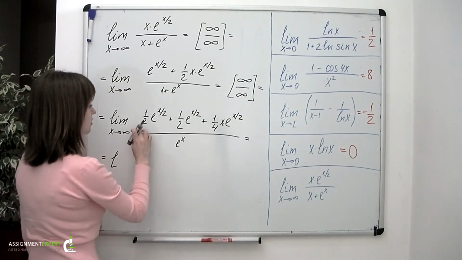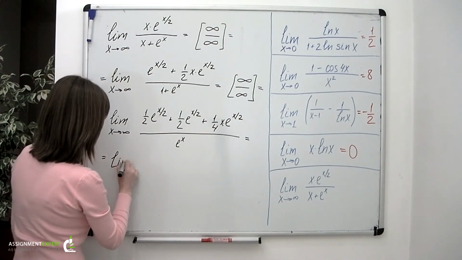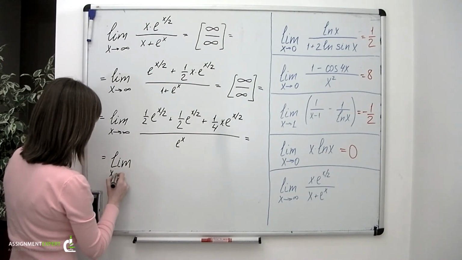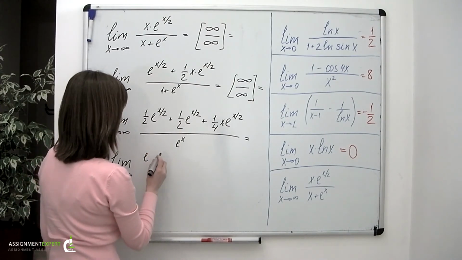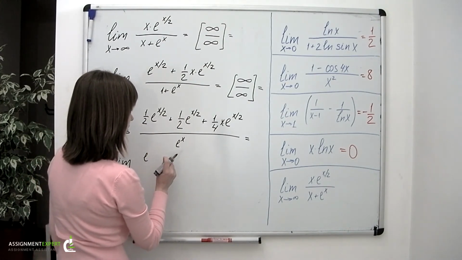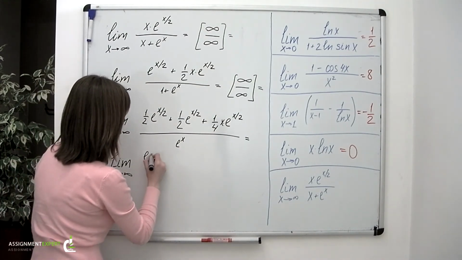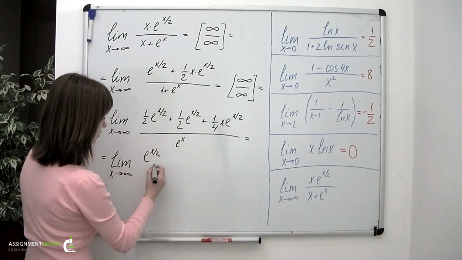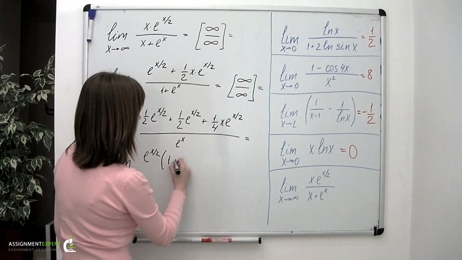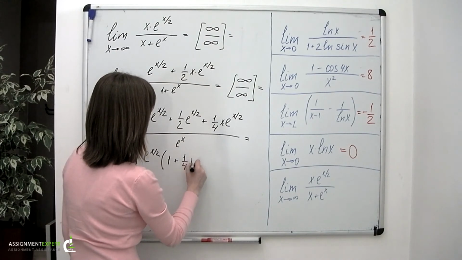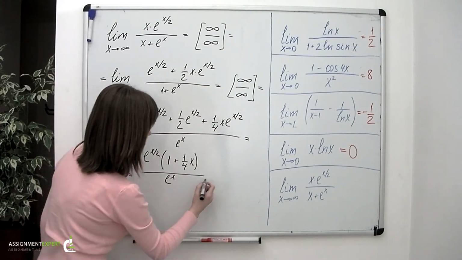We can add these summands so that we'll simplify this expression a little bit. And we can factor out e to the x over 2. So we'll have 1 plus 1 over 4 times x, and we'll still have e to the x in the bottom.